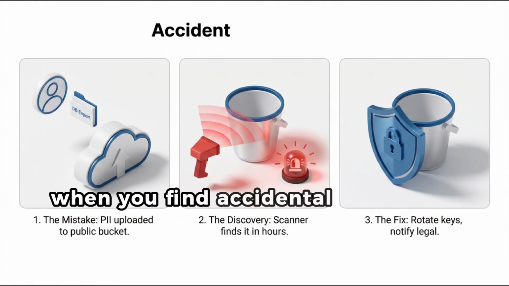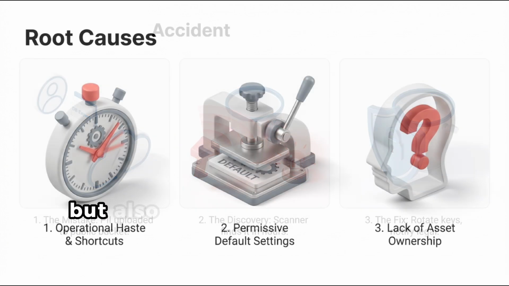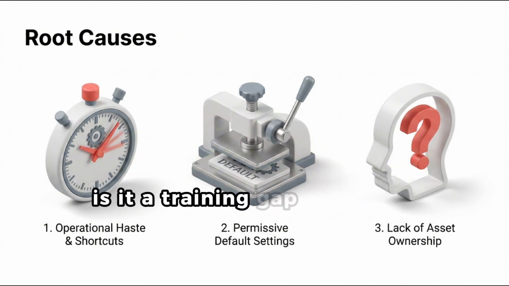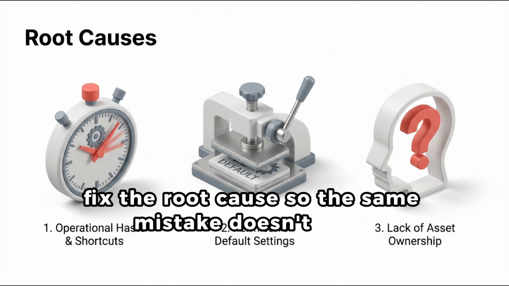When you find accidental exposures, act fast. Lock down the resource, rotate affected credentials, and search for similar artifacts. But also ask the bigger questions. Why did this happen? Is it a training gap, a missing guardrail, a permissive default? Fix the root cause so the same mistake doesn't recur.